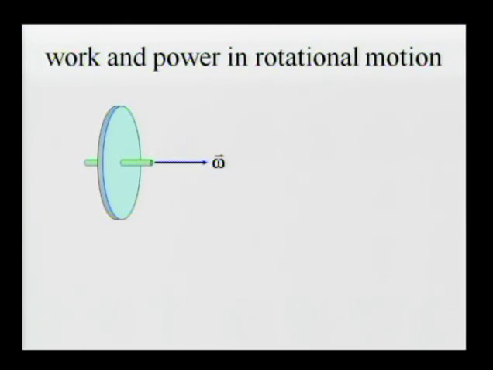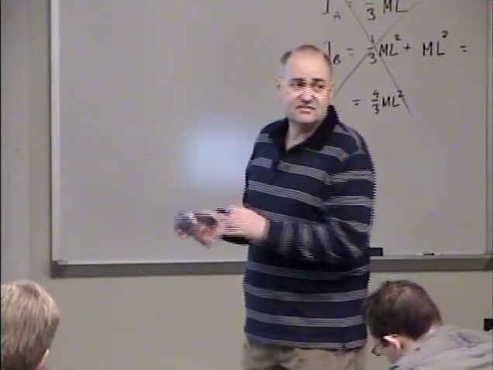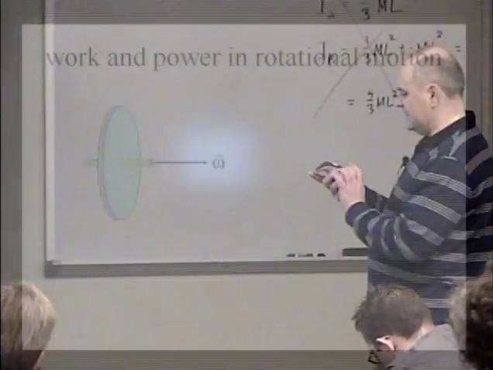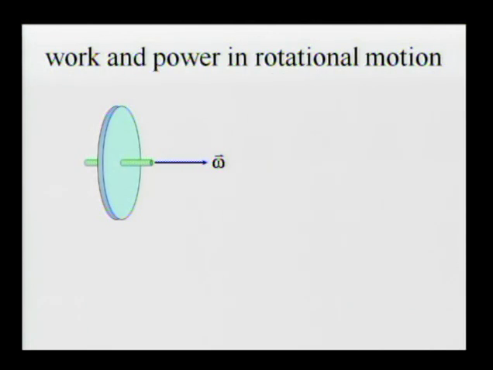Now, if a torque is exerted on an object, I'll talk about this Monday then. If a torque is exerted on an object, well, then we can also figure out the rate at which work is being done. The rate at which work is being done is referred to as power. And those of you in mechanical engineering who will analyze how motors work, this is an important fact. This slide is very important for you. So if you are a mechanical engineer, concentrate now.